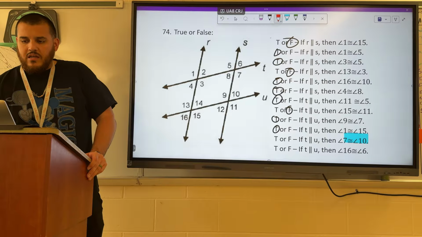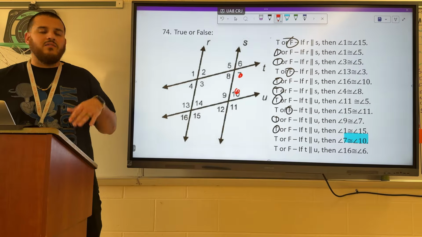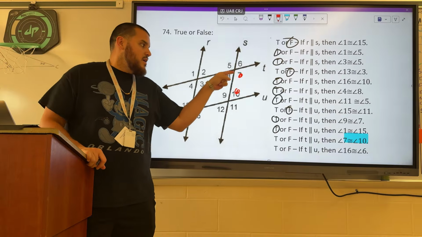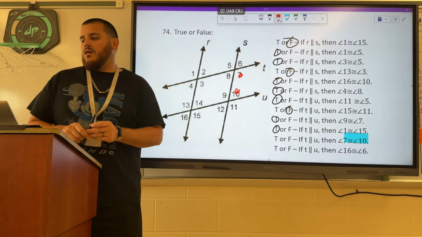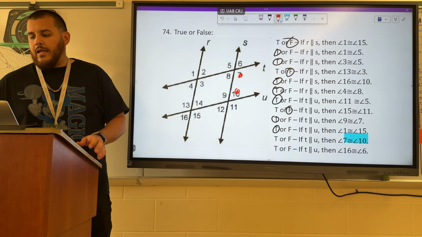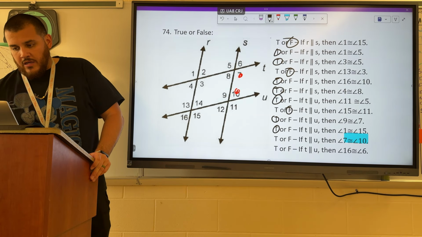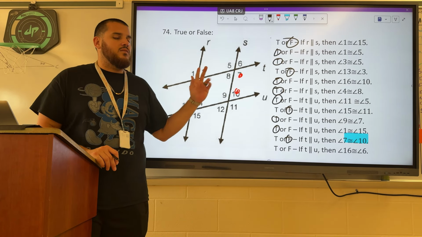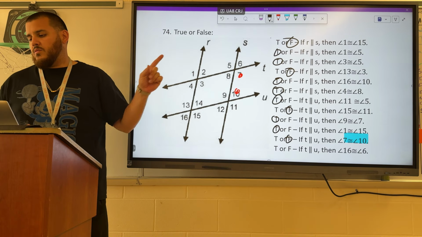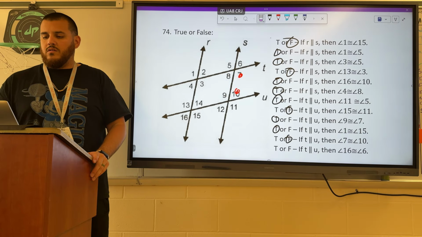7 congruent to 10. Here's 7, here's 10. I don't even have to look at the lines involved here. Those are consecutive interior angles which are never congruent on our parallel lines, right? We have a false statement here, regardless of which lines are parallel or not. Consecutive interior angles are supplementary. They have to add up to 180, not necessarily congruent to each other.